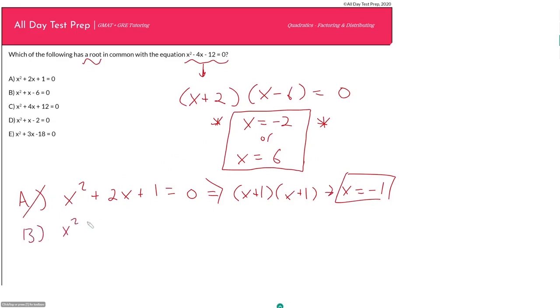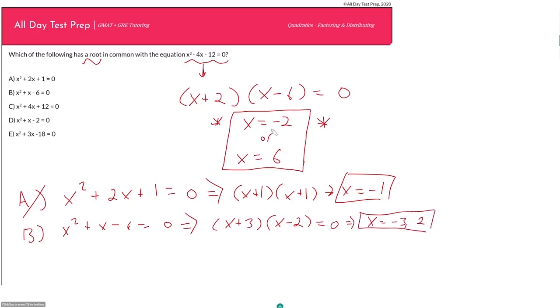B says x squared plus x minus 6 is equal to 0. And so for this, it looks like positive 3 and negative 2 should work. So this means x plus 3 times x minus 2 is equal to 0. Therefore, x could be negative 3 or positive 2. Again, we're looking for negative 2 as one of our roots. So C does not work. I should say B does not work.